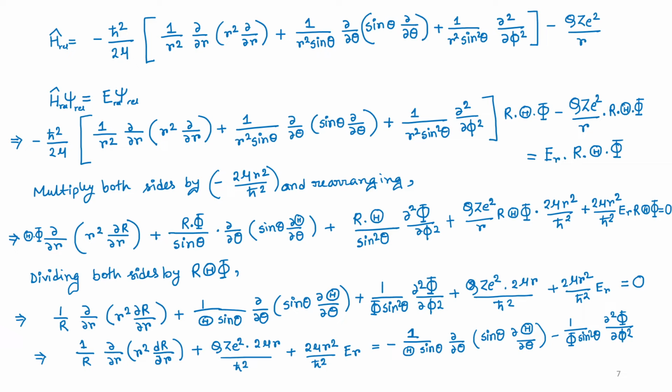So the left hand side is only dependent on the radial part, and the right hand side is dependent on theta and phi. So you can say if they are equal, then we can equate them to a constant, which will be dimensionless, because then it can be only equated, right? So that we will do.